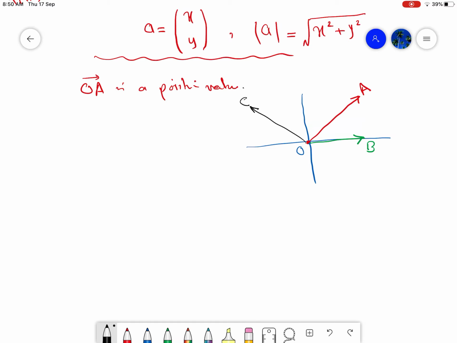You will learn more about position vectors in the higher classes. Here we will just see how we can use position vectors in sorting out some other vectors in terms of position vectors. Normally the position vector OA is represented by A, position vector OB is represented by B, and position vector OC is represented by C.